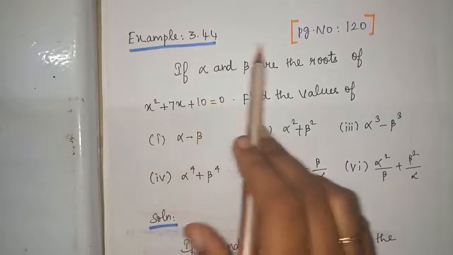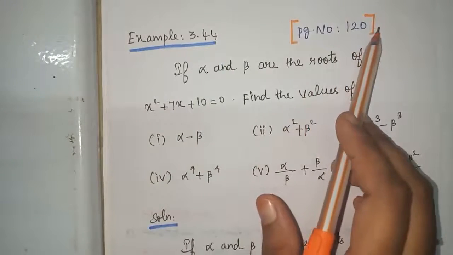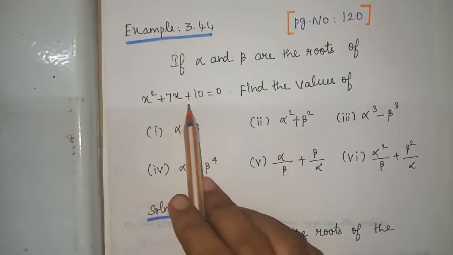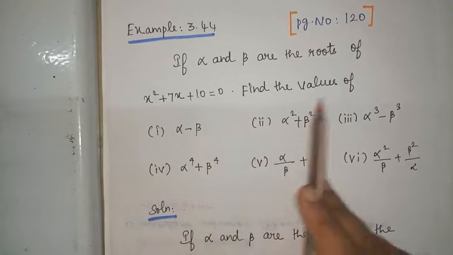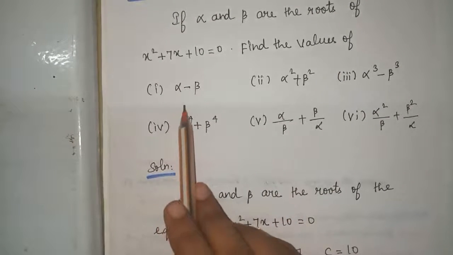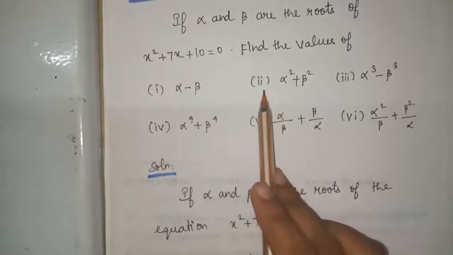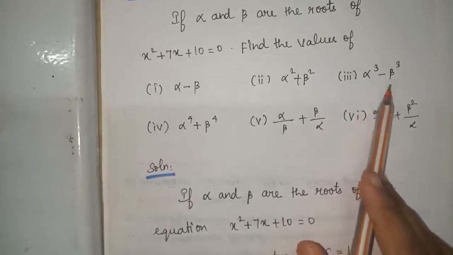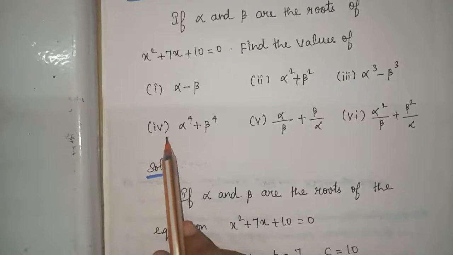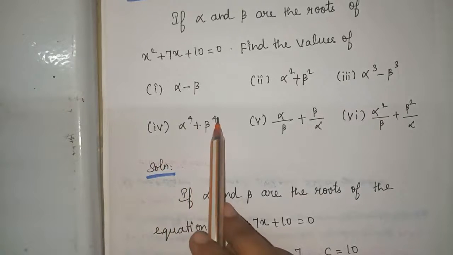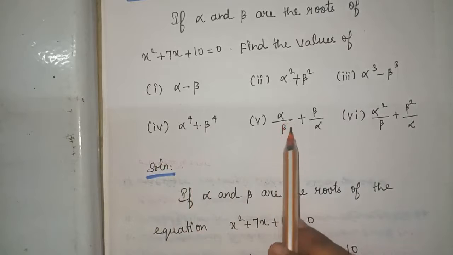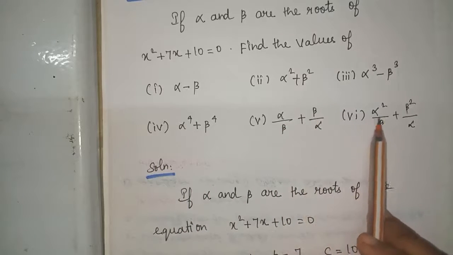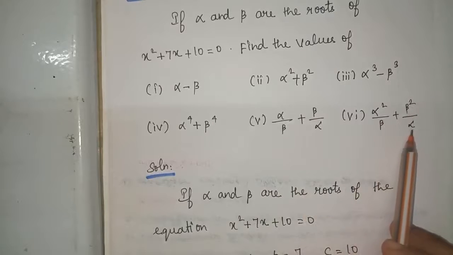Example 3.44, which is on page number 120. If alpha and beta are the roots of x² + 7x + 10 = 0, find the values of: first subdivision, alpha minus beta; second subdivision, alpha² + beta²; third subdivision, alpha³ - beta³; fourth subdivision, alpha⁴ + beta⁴; fifth subdivision, alpha/beta + beta/alpha; sixth subdivision, alpha²/beta + beta²/alpha.